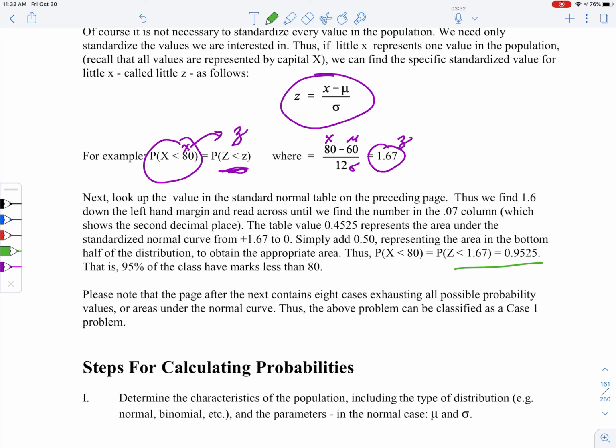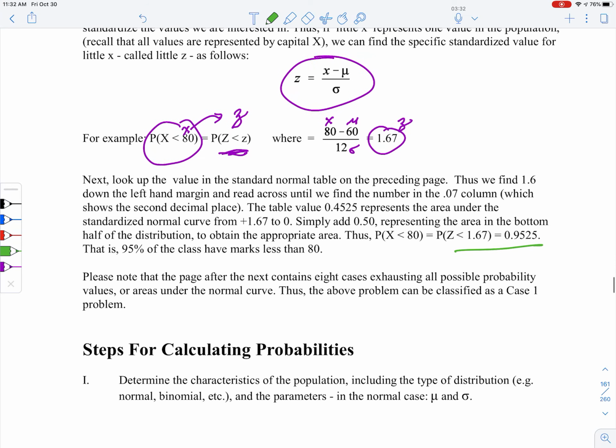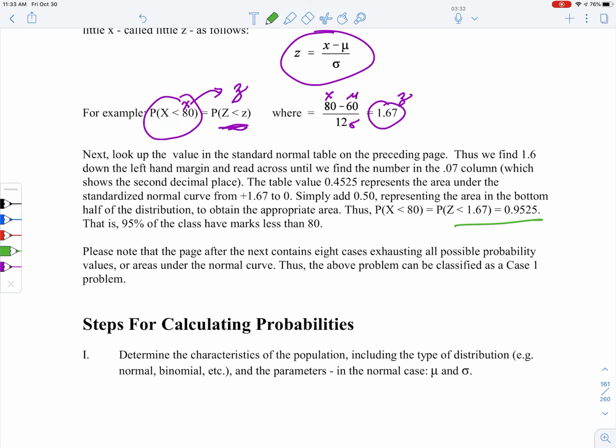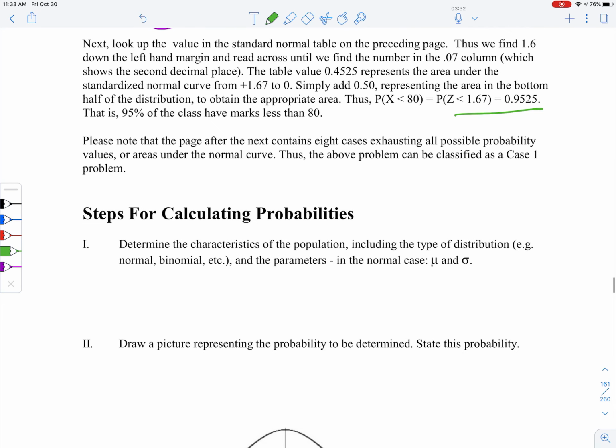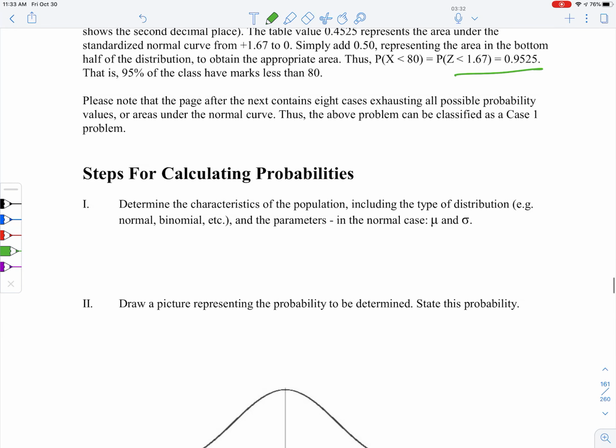So let's formalize that. We're going to go through how to work through these systematically, and we're going to use the same procedure each time. There's going to be 5 steps that you're going to go through. So step number 1, determine the characteristics of the population, including the type of distribution. Example, is it normal? Is it binomial? And the parameters, in the case of the normal distribution, mu and sigma.